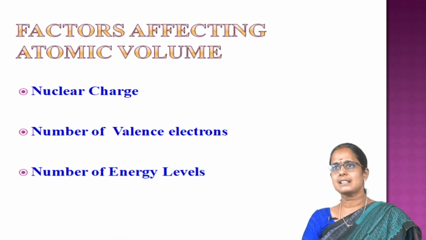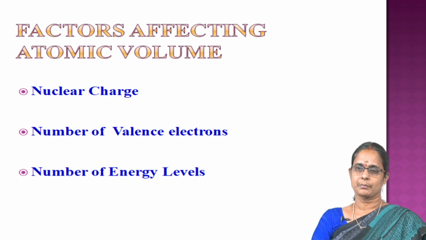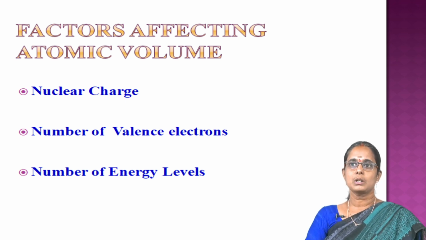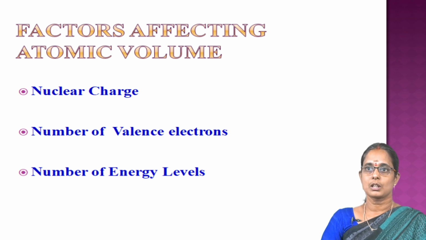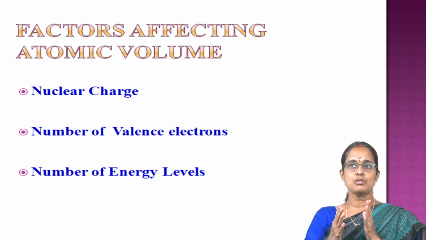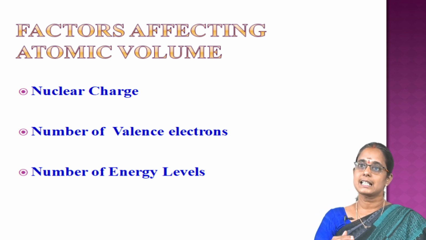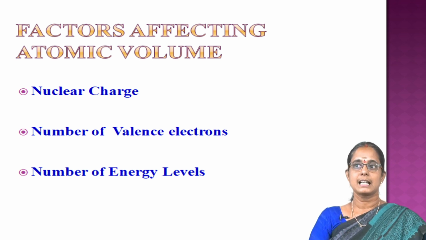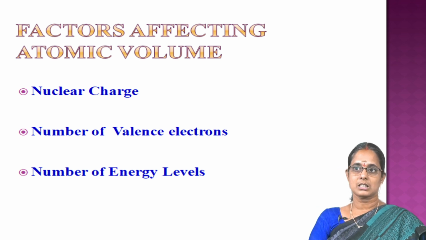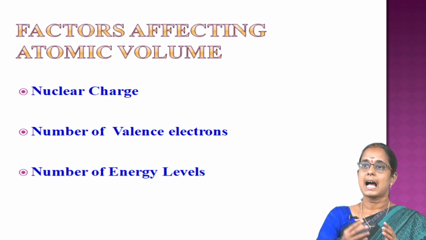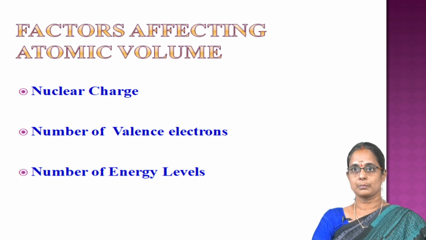What are the factors affecting the atomic volume? First one is the nuclear charge. The nuclear charge affects the atomic volume. How? As we move from left to right in a period, the nuclear charge increases by 1. Thus, the increase in the nuclear charge attracts the electron clouds towards the nucleus and decreases the atomic volume.